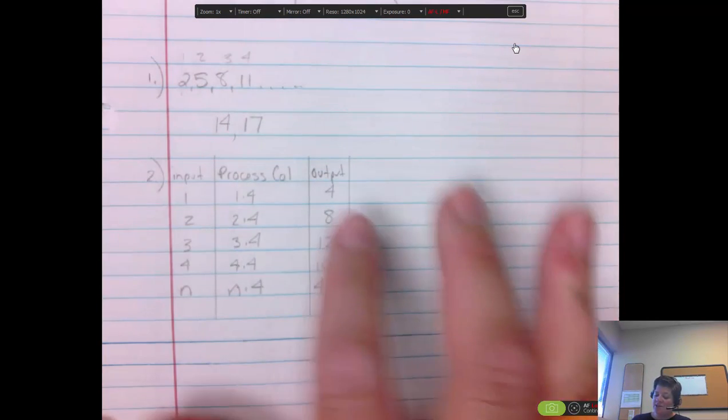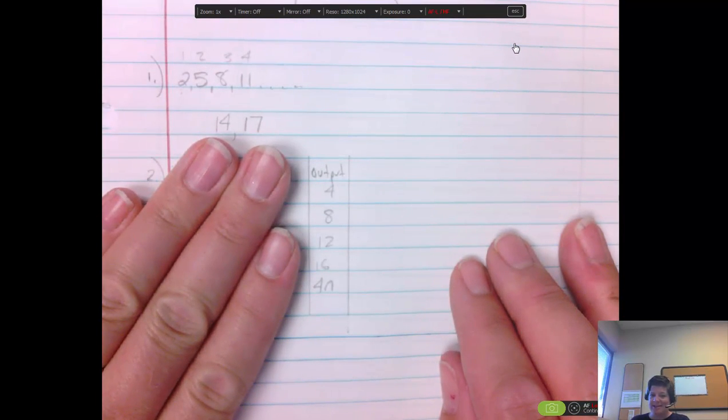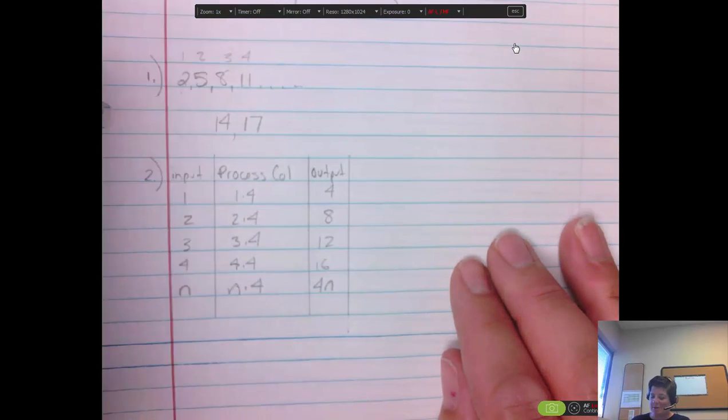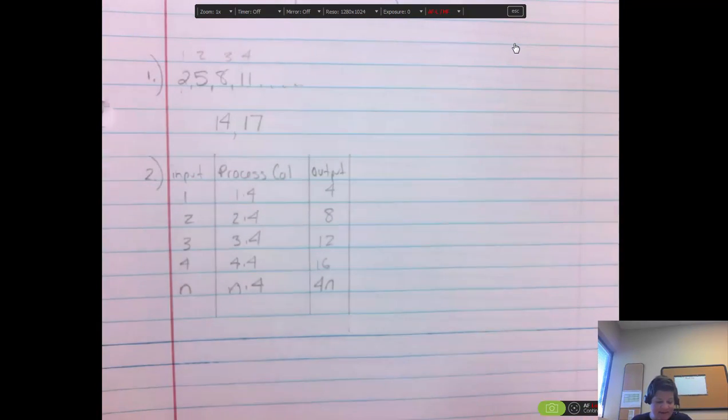If we were thinking of this in terms of a sequence, you would actually only get that output, and they don't give you the input or the process. So you would just see 4, 8, 12, 16, and not really the 4n. Maybe you have to come up with that, but that's another thing you'll have to see.